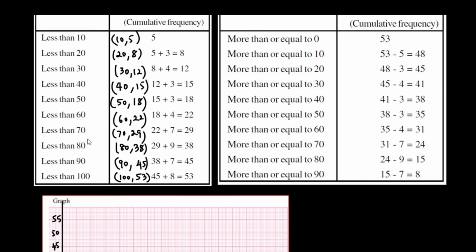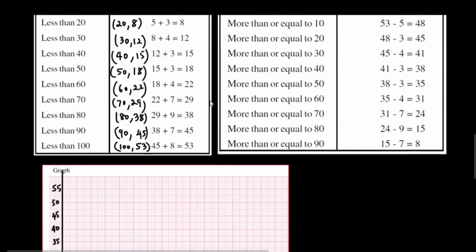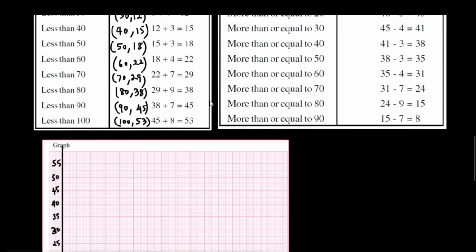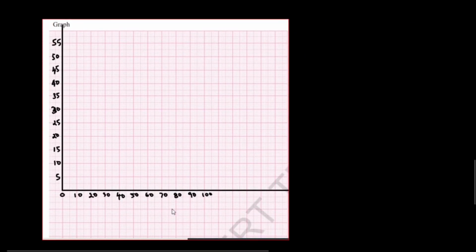Now let us draw first the less than type ogive curve. We have taken the points here. The first point is 10, 5. On x-axis, we are taking the upper boundary of the observation. On y-axis, we are taking cumulative frequency.